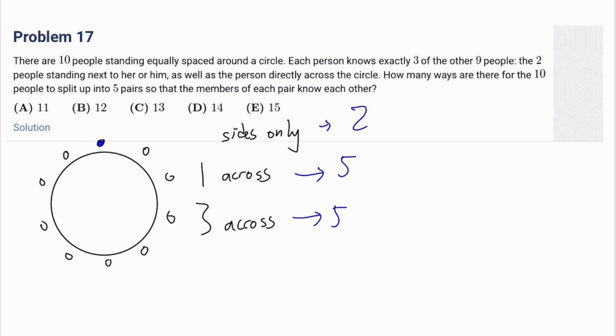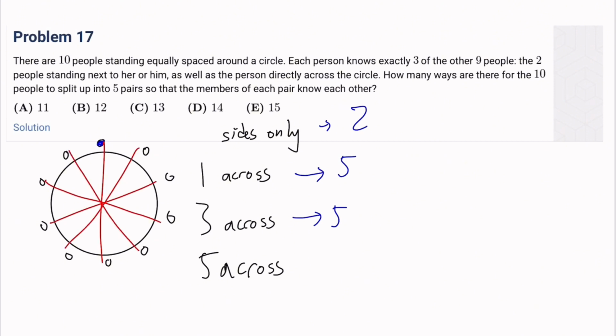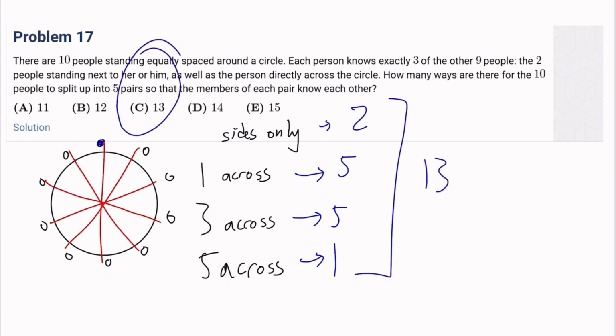And lastly, we can have all 5 pairs be across from each other, and that will just be this pair, this pair, this pair, this pair, and that pair. So that will just be one possibility. So if we add all of these up, 2 plus 5 plus 5 plus 1, this is 13. So the answer is C.